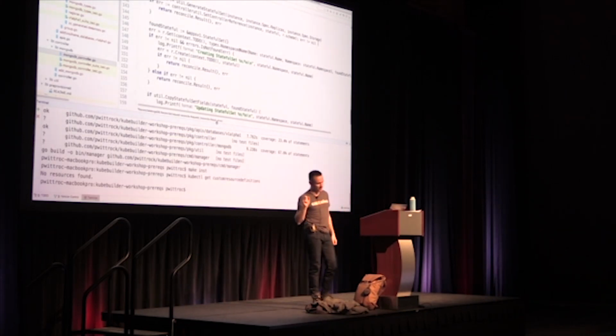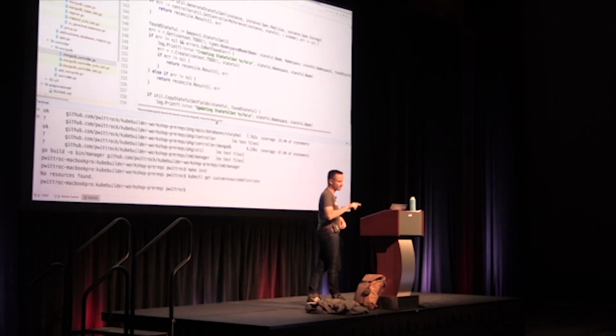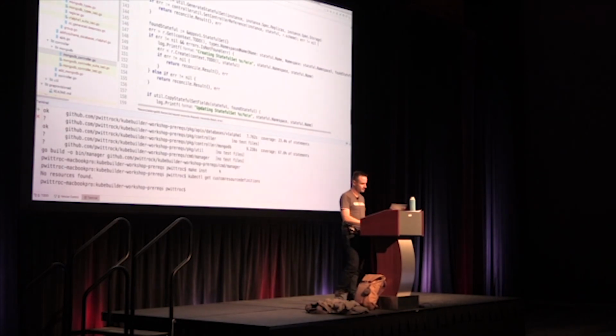And that works because the controller sends the watch to the API server. So the API server doesn't need to know about this thing. And you don't need to have the cluster being able to reach out and connect to my local machine. The machine connects to the cluster.